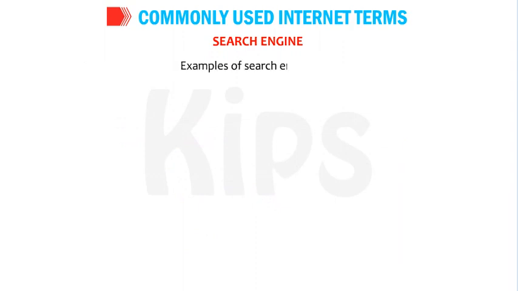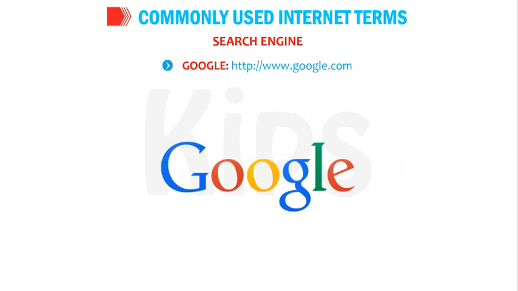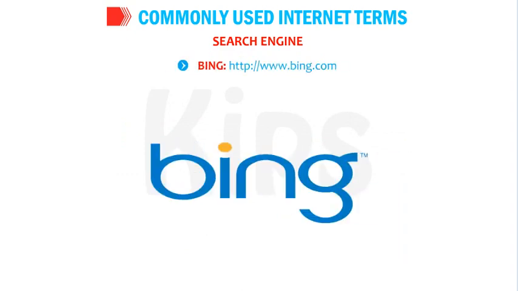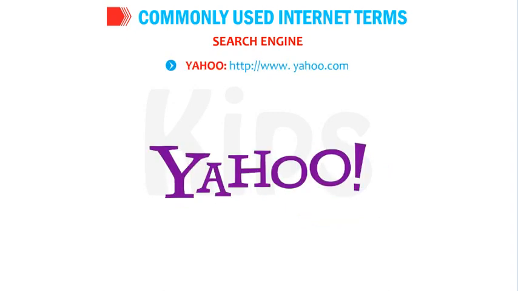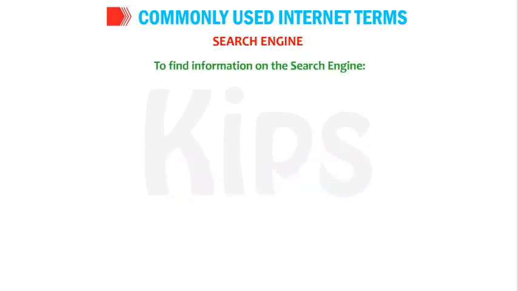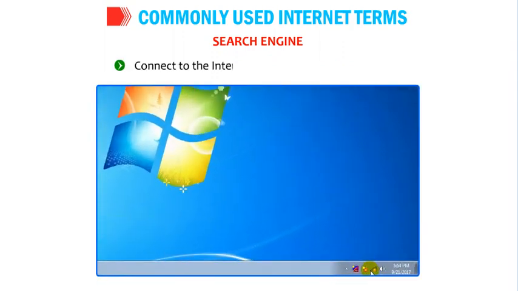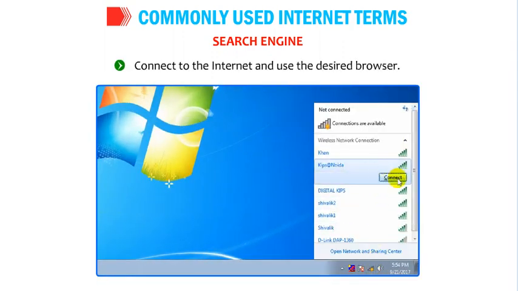Examples of search engines are Google, www.google.com, Bing, www.bing.com, Yahoo, www.yahoo.com. To find information on the search engine, connect to the internet and use the desired browser.